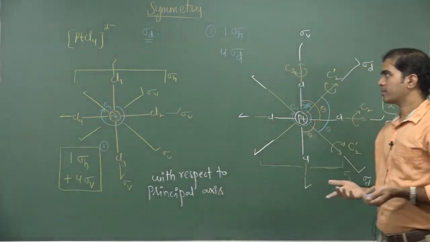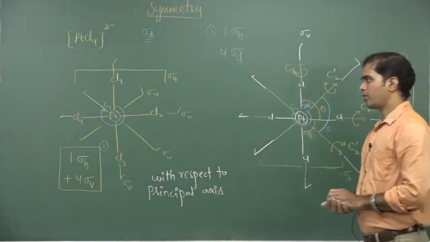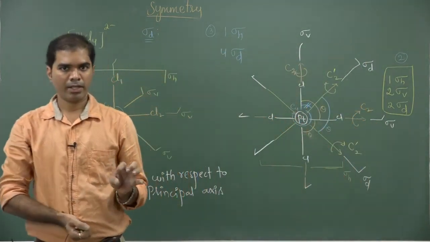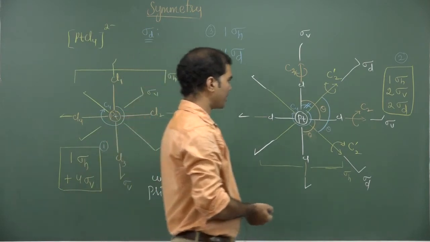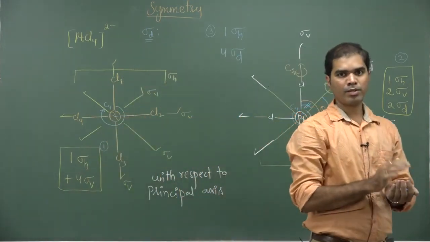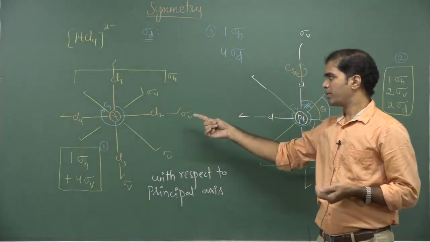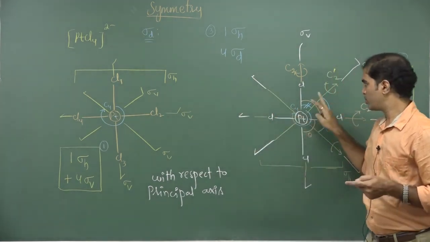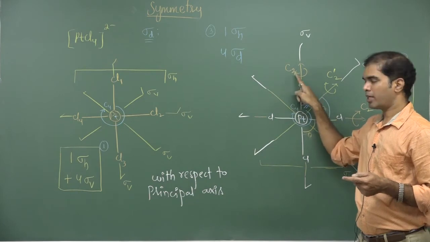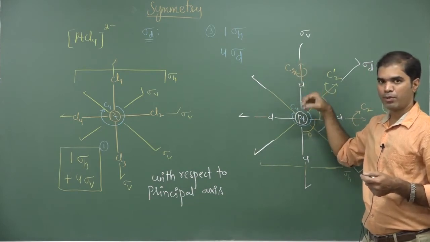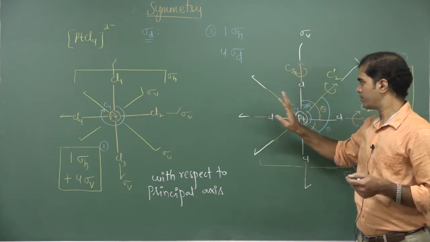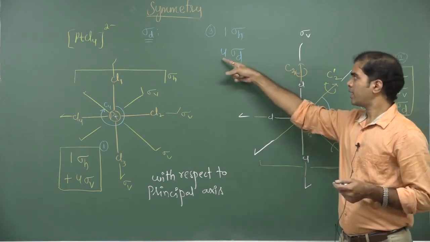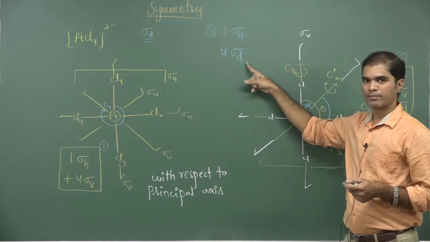Which one is correct? It is up to the author. Our understanding is, with respect to the principal axis, there should be 4 sigma v's. But with respect to the definition of a dihedral plane, there could be 2 dihedral planes if we give priority to the sigma v's. If you don't give any priority to the sigma v, don't give any priority to the principal axis, then there has to be 4 sigma d's.